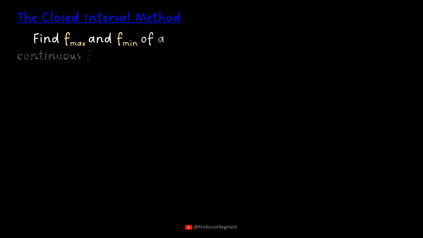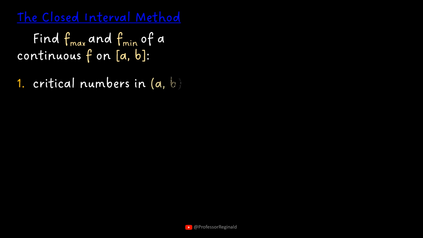The closed interval method. To be able to find the absolute extrema of a function on a closed interval. First, determine the critical numbers in the corresponding open interval. Do this by differentiating the function, equating it to 0, and solving for the roots of the equation.